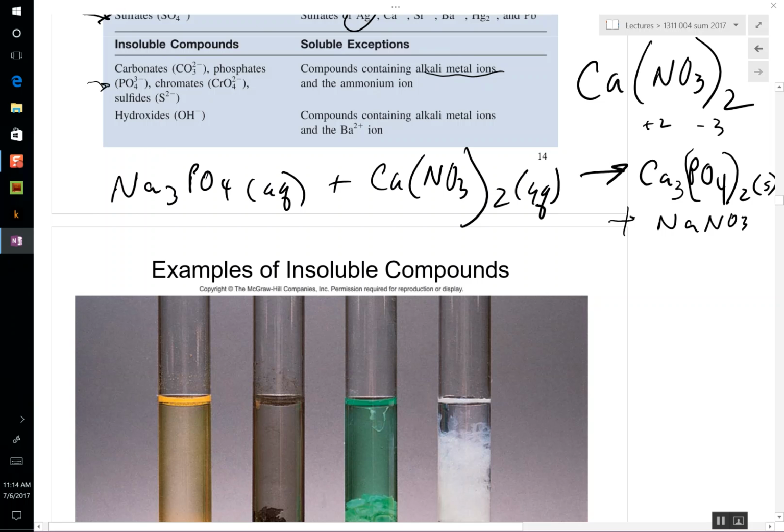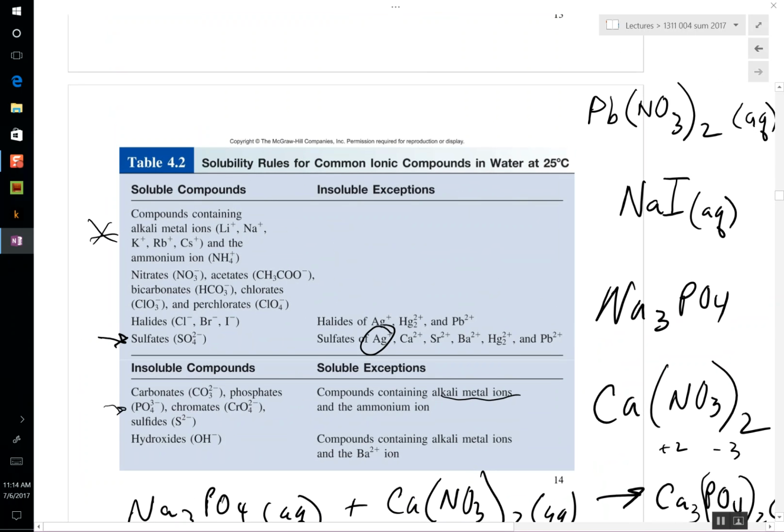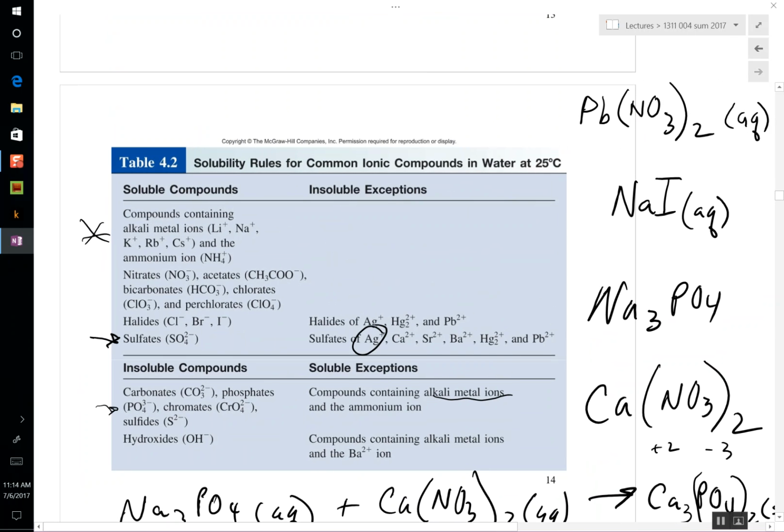So now let's finish it based on this chart. Now, what you're looking at here, let's say we had a container with this in it, and a container with this in it. What do we have? We have silver ions and nitrate ions floating around in this container. We have sodium ions and chromate ions floating around in this container.